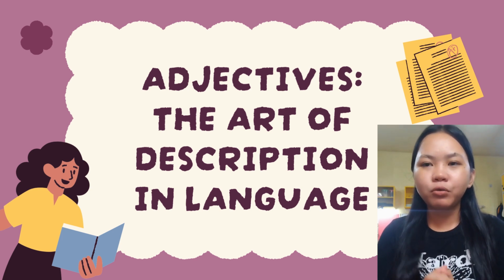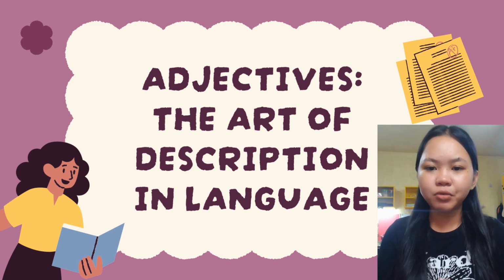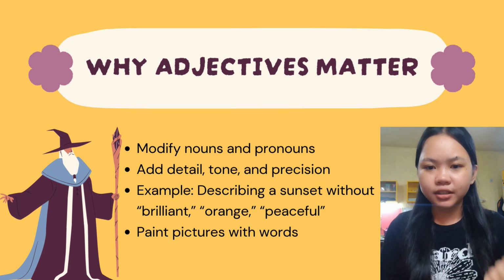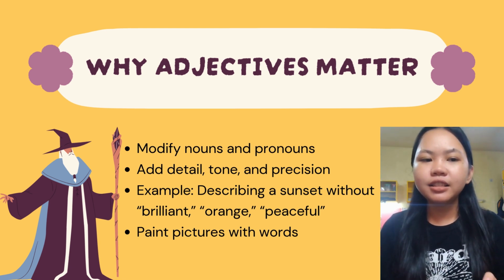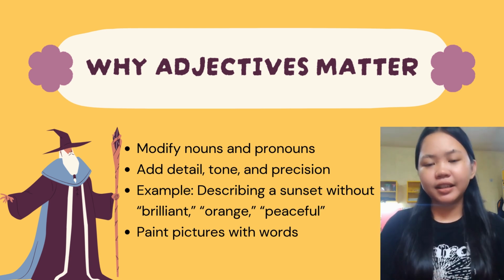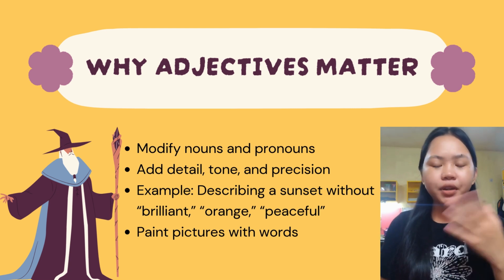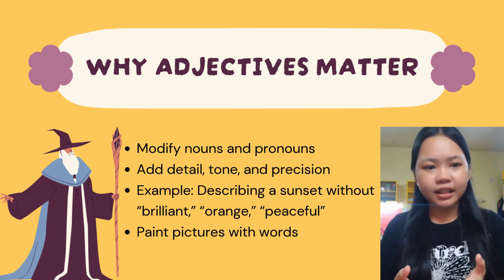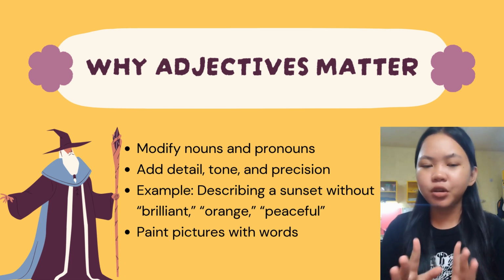Today I'm going to talk about one of the most fundamental yet fascinating aspects of language, which is the adjective. Adjectives are words that modify or describe nouns and pronouns. They help us add details about emotion, precision, and language. Imagine trying to describe a sunset without words like brilliant, orange, or peaceful. It would be flat and colorless. Adjectives are the tools that allow us to paint pictures with words.